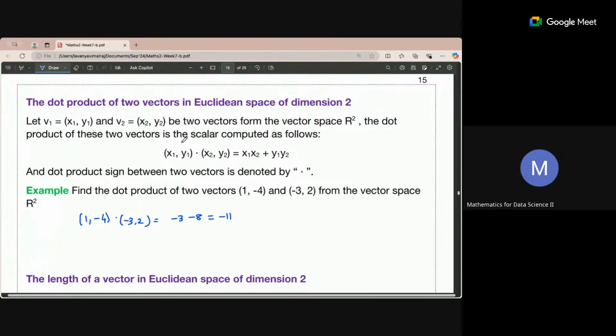So you are having one element from V, and this is your V, which is R2. You take one element from V and another element from V, and you see that the resulting answer is in R.